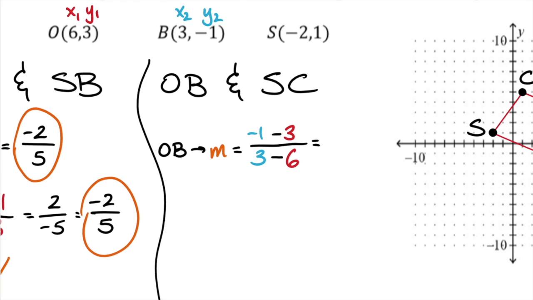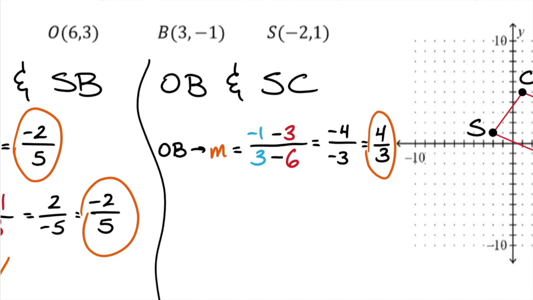Up top, negative 1 minus 3 is negative 4. On the bottom, 3 minus 6 is negative 3. And when we have 2 negatives in a fraction, remember that fractions are just division. If you divide a negative by a negative, it all comes out positive. So you can actually turn that into regular old 4/3. So 4/3 is our slope from O to B. We still need to double check, make sure that it's the same thing as what we get from SC.